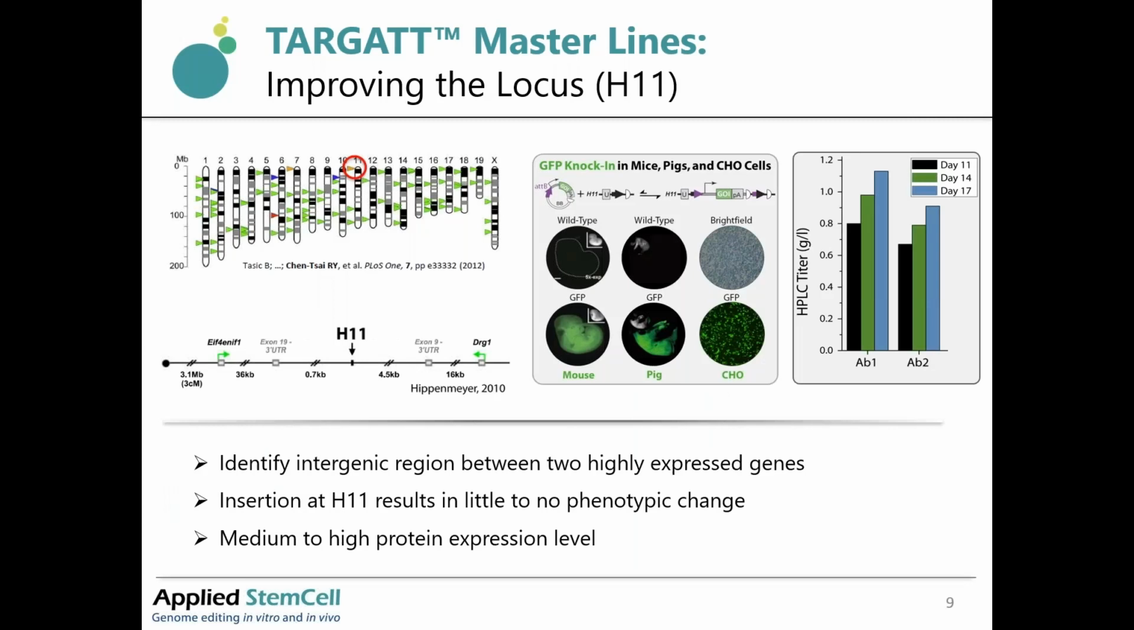So H11 is our benchmark safe locus and is located in chromosome 11 between the 2 highly expressed genes as labeled here. Insertion at H11 results in little or no phenotypic change, and its activity has been confirmed in mouse, pig, and CHO cells using GFP as a fluorescent marker. And the protein expression level at H11 is medium to high, as confirmed by 2 antibodies with about 1 gram per liter after 11 to 17 days of fed batch culture.